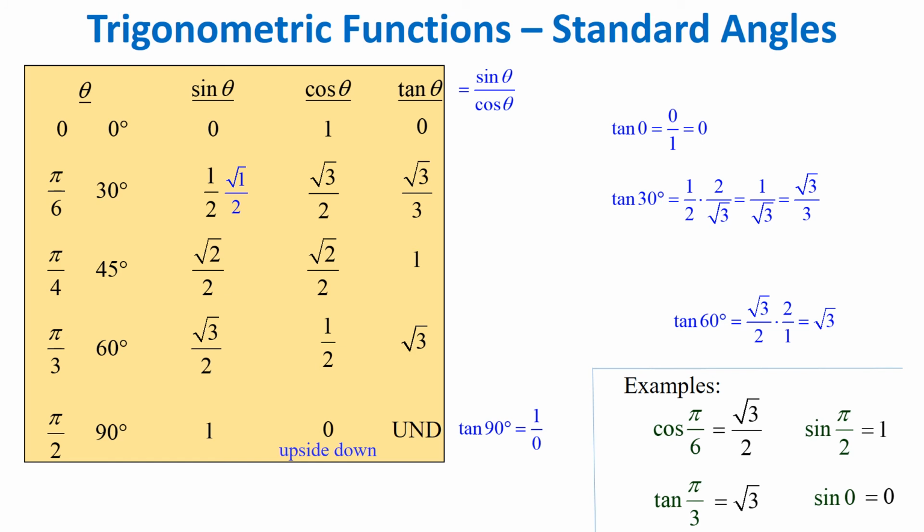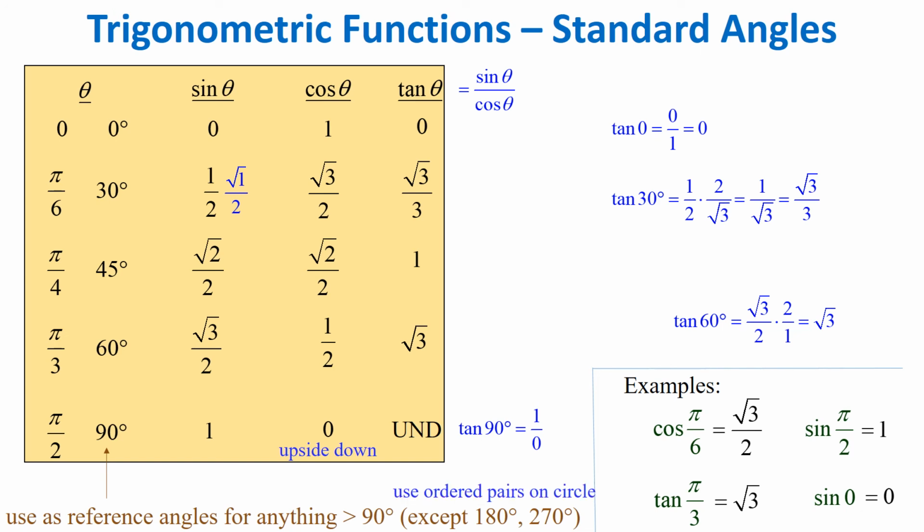Here are the examples that I went over in class. And then the thing to know is that once you have angles that are larger than 90 degrees, you're going to use reference angles, which we'll learn about. The exceptions to the rule are 180 degrees and 270 degrees, which you'll get from the unit circle from the ordered pairs.